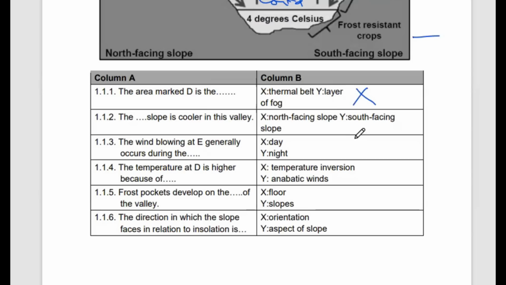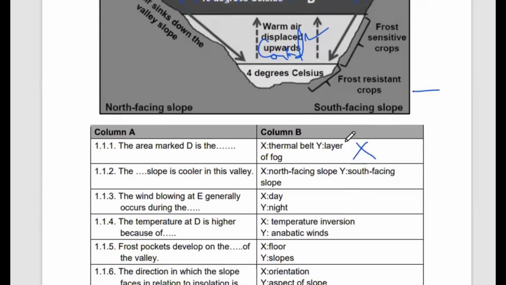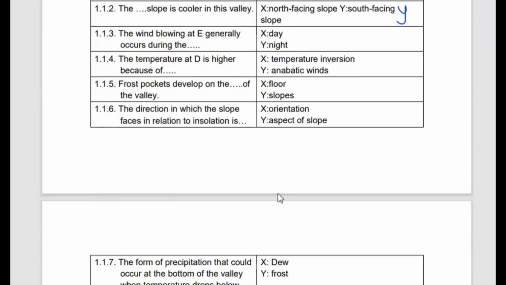The dash slope is cooler in this valley. Which one is cooler in this valley? We've talked about that. We said this one is facing towards the direction of the sun, and this one is facing away from the sun in the southern hemisphere. North-facing slopes face towards the direction of the sun, while south-facing slopes face away from the sun. So our correct response is Y. The south-facing slope is the one which is cool.